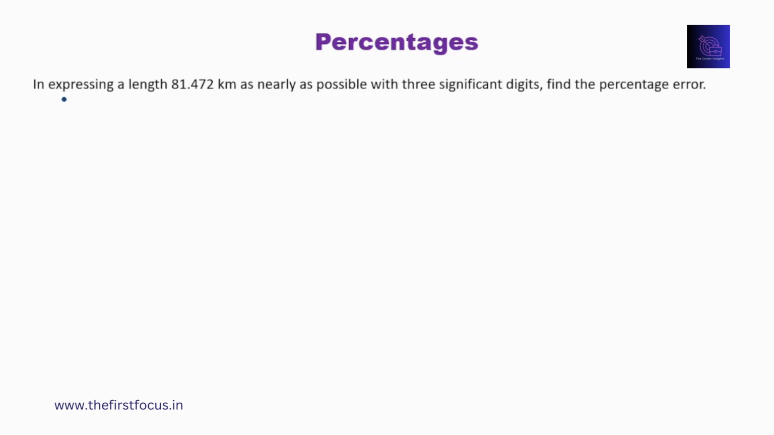Here see this problem. In expressing a length 81.472 km as nearly as possible with 3 significant digits, find the percentage error. To find the percentage error, we can use this formula. Error percentage is equal to error divided by the value minus error, into 100.